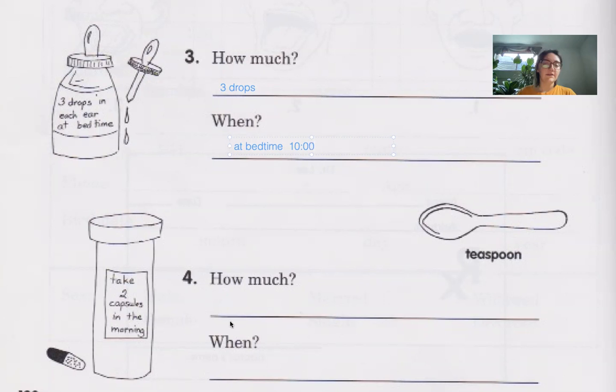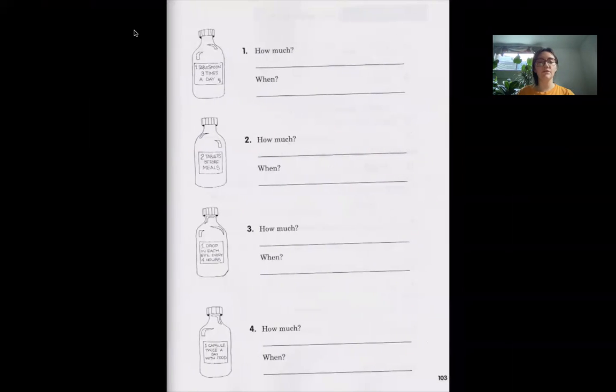At bedtime. Next one, how much? How much for this one? It says take 2 capsules in the morning, right? So how much? It says to take 2. So you want to take 2 capsules in the morning. So that's when. That could be 8 o'clock a.m., 7 a.m., whenever. That's pretty much morning. When you wake up, right? When you eat breakfast. That's the morning. Okay, all right, now let's do another one.